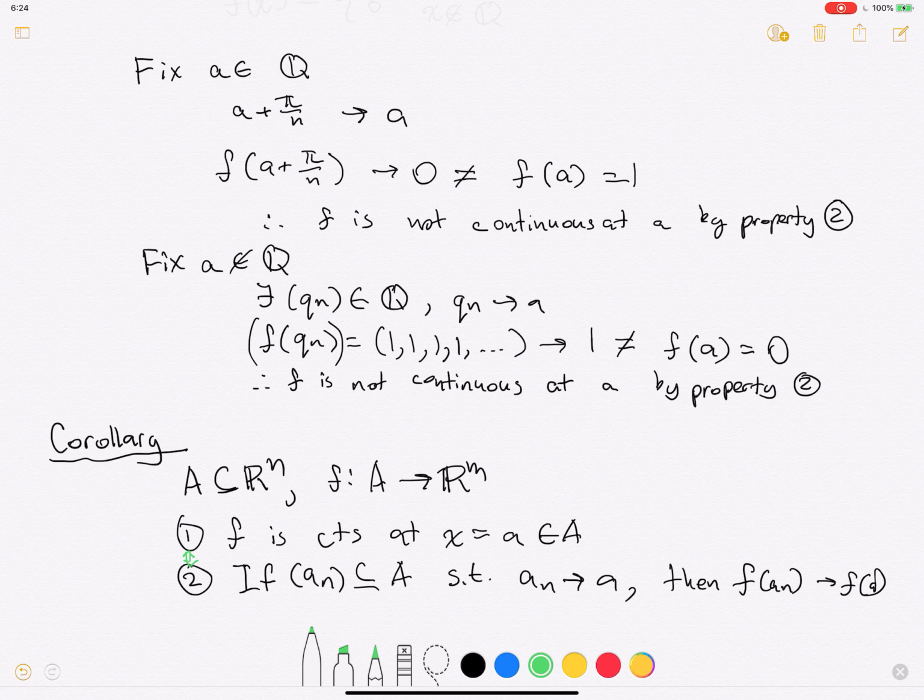Okay, so that's it for this lecture. We looked at a nowhere continuous function and talked about relative openness, some properties of relative openness, the characterization theorem of continuous functions, and this little corollary that we ended up with. And that's it for this little lecture.